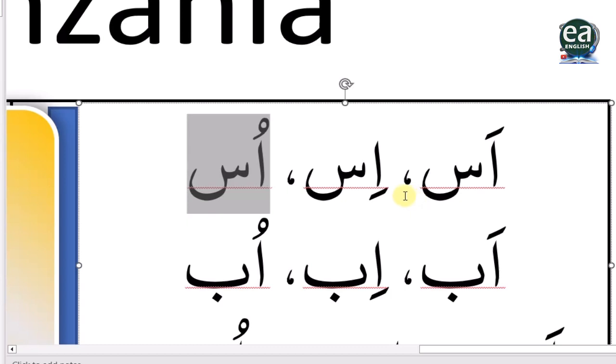At that place for US, at this place for IS. IS JAGAH, US JAGAH. What does IS JAGAH mean? Here, this place. What does US JAGAH mean? If I say US JAGAH, it means that place.